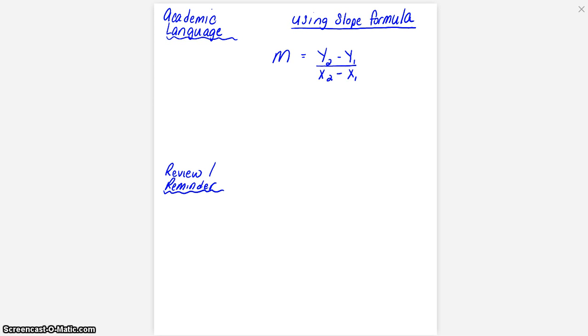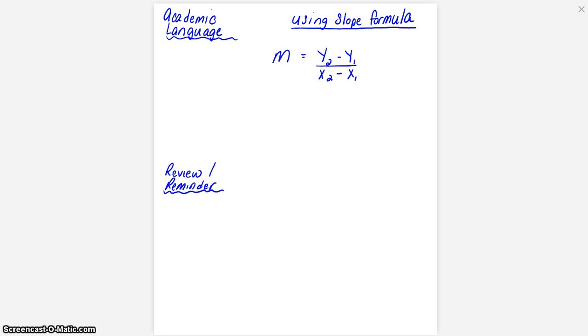Alright guys, the first notes of our new unit, Unit 3 on statistics, is using the slope formula. This should be review. If you have trouble after these short notes, come and talk to me on your own and let me know. But let's get started. I've already written down the actual formula for finding slope.